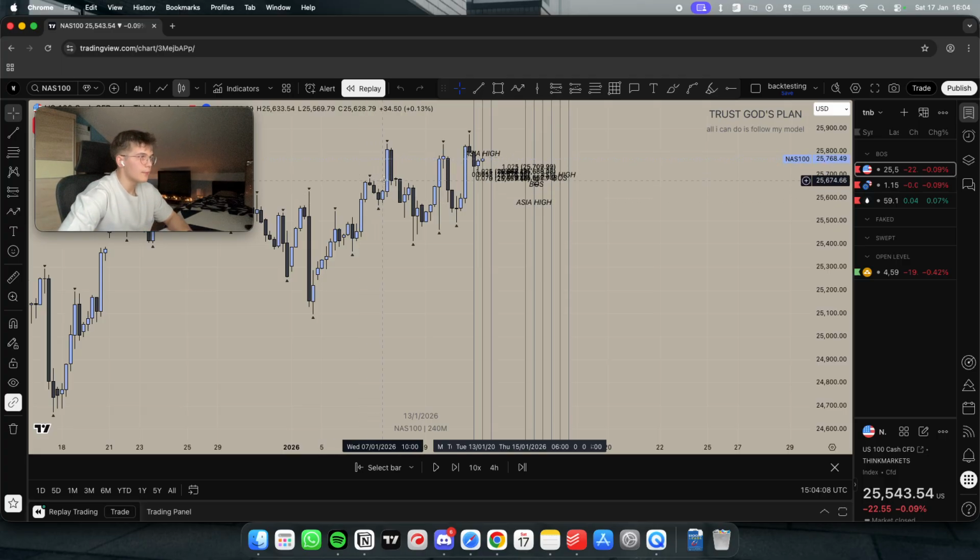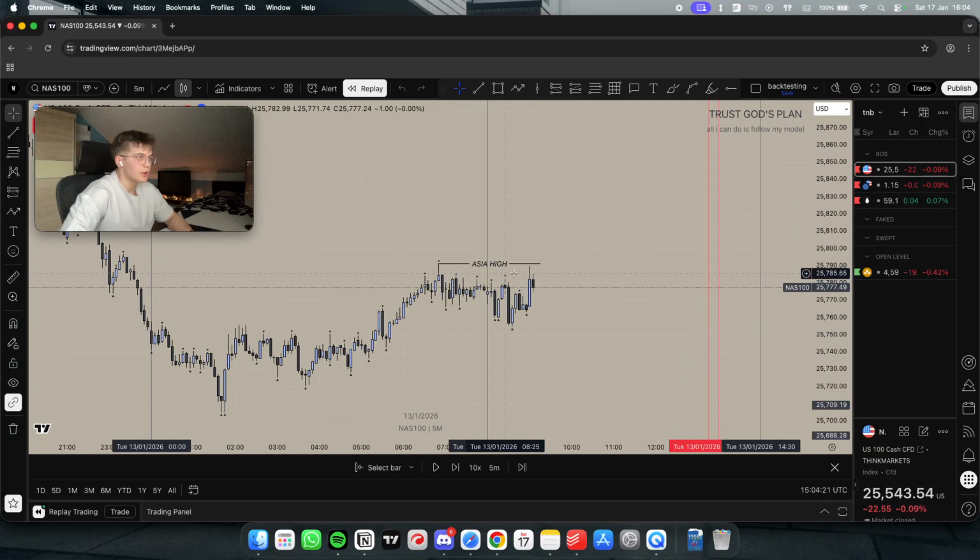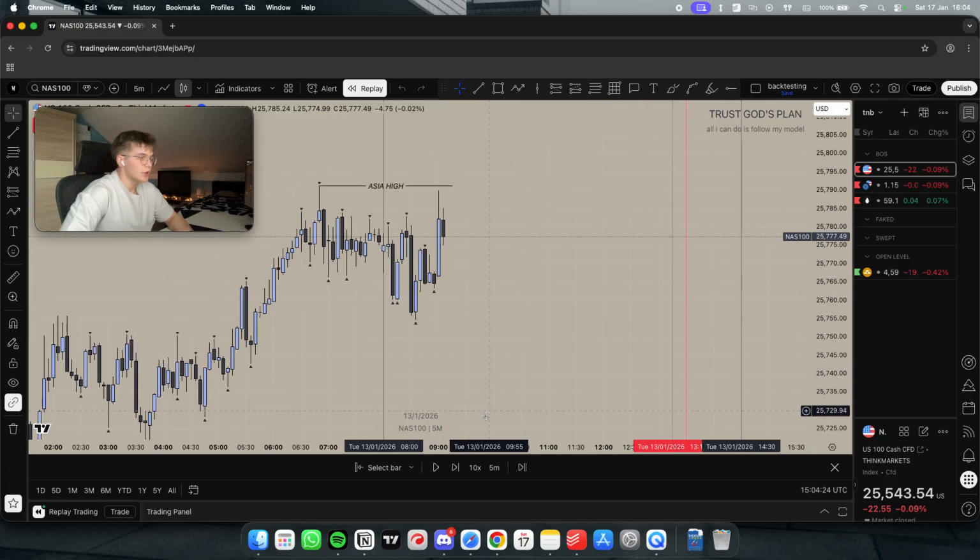So first we went up and closed to the upside, which means we broke structure to the upside, so we will be bullish. But then we proceeded to go down and close below. So now we are bearish. And then in the future we don't have anything, so the last is to the downside, which means we are bearish. So we are waiting for Asia high to be swept.